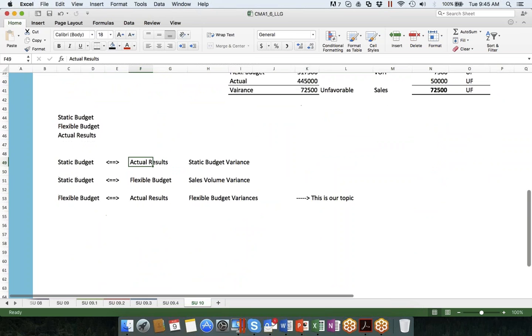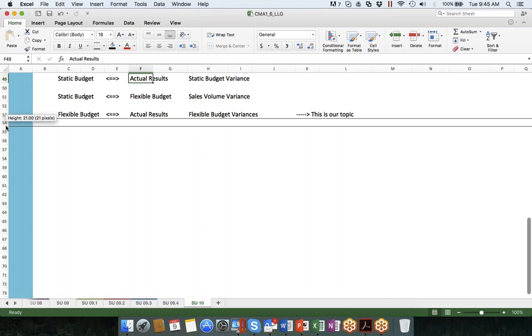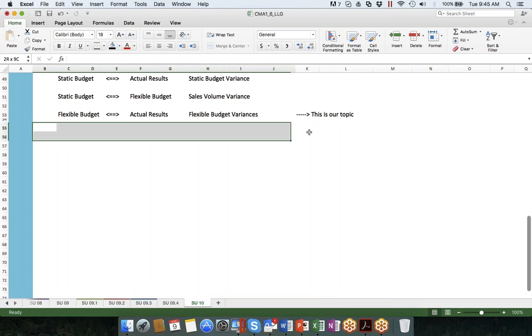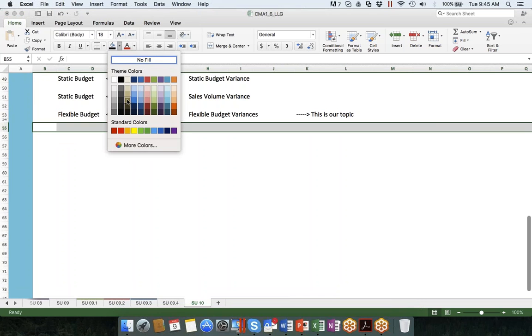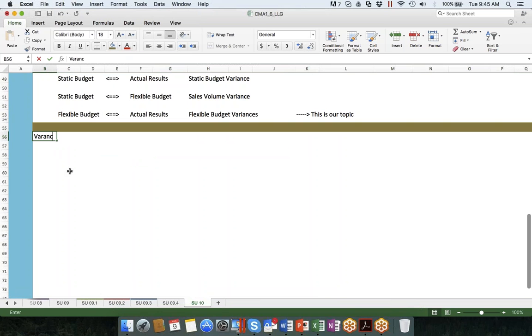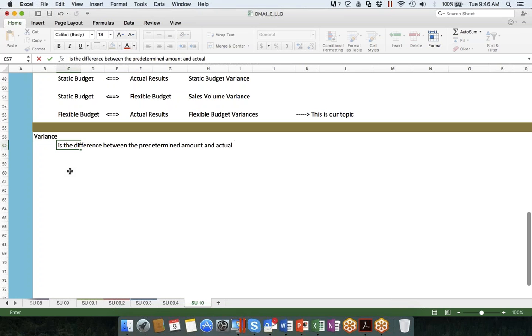So now, once we know the flexible budget, let us discuss the different types of variances, how they take place in the books, and how to identify them. Variance means the difference between the predetermined amount and the actual amount. The predetermined amount can be cost, then actual cost will be compared. It can be revenue, then actual revenue will be compared.